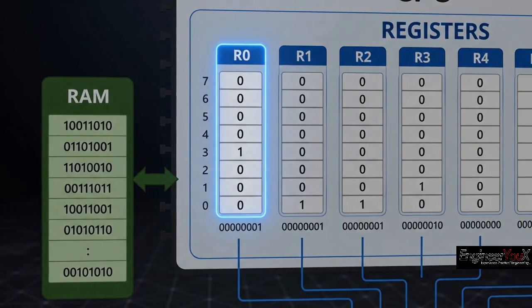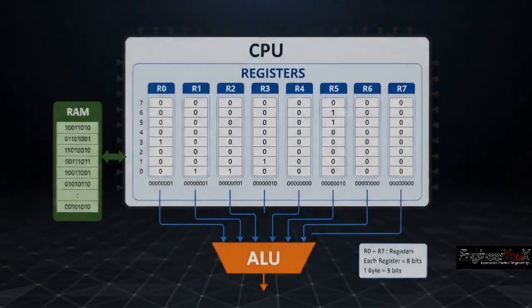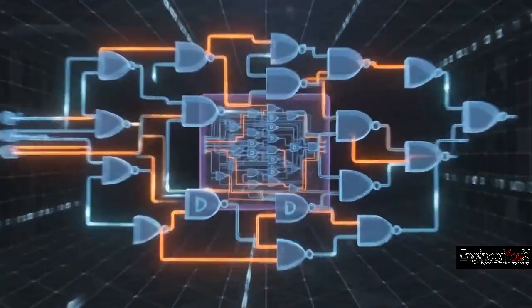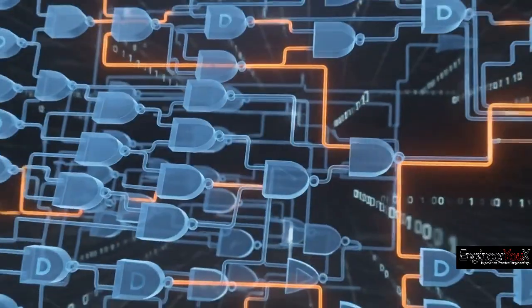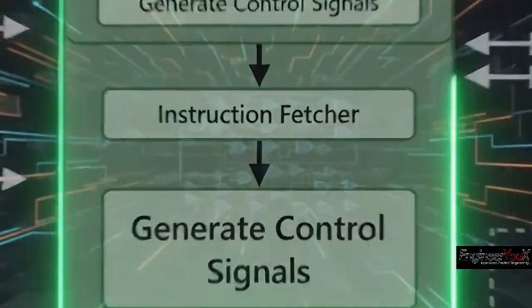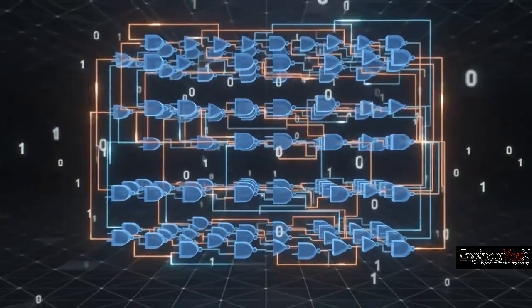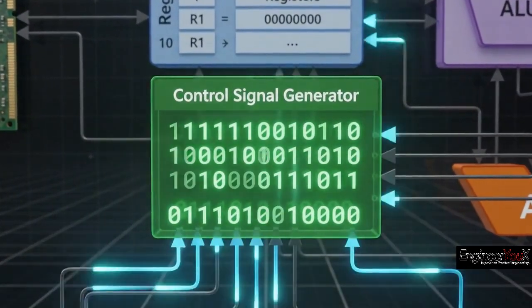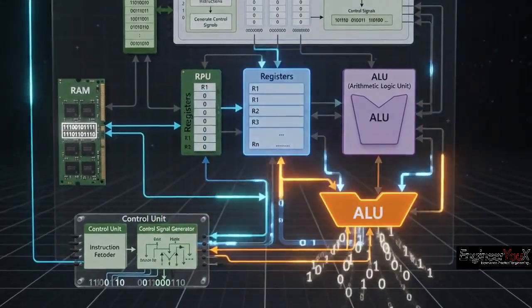These control signals tell the registers when to load or store data, instruct the ALU which operation to perform, and coordinate the movement of data throughout the CPU. Just as the ALU is built from specialized digital logic circuits for performing arithmetic and logical operations, the control unit is also built from digital logic circuits. Its job is to decode instructions and generate control signals. Rather than processing data, it coordinates the movement of data between RAM, registers, and the ALU. This ensures that every operation happens in the correct sequence.